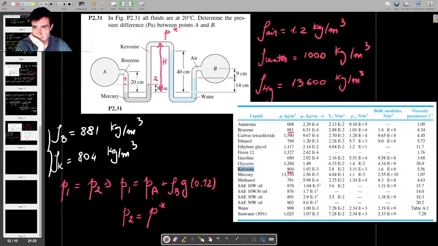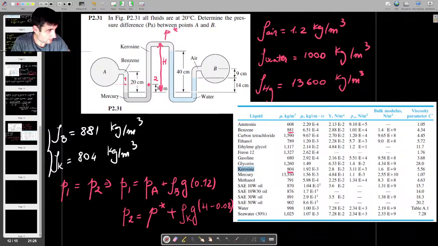So we've got P2 is equal to P star plus, now we have this column which is pushing on point 2. So that fluid is kerosene. So we have density of the kerosene times G, and then the height is going to be H minus 8 centimeters. So H minus 0.08, like this. And I think that should work in this case. So we've got the unknown height, which is H, and we have the P star, and then what's pressing down on point 2 is H minus 8 centimeters. Okay, so far so good.